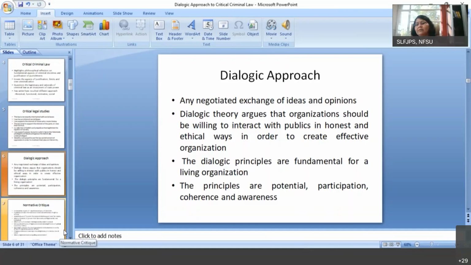So before we look at the dialogical approach in the criticality of the criminal law, I thought let's have a fair understanding of the theoretical understanding of the dialogic approach.